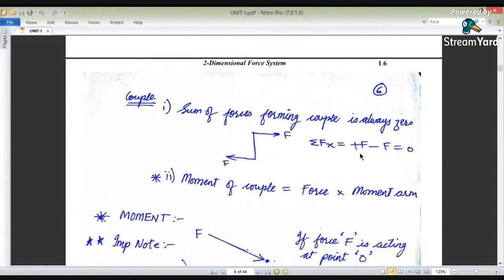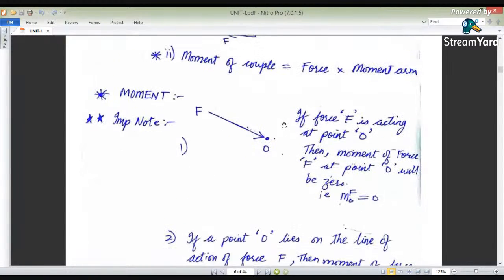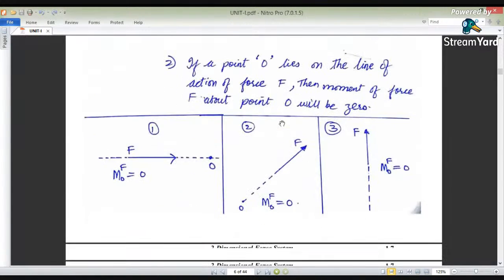Again, we have already discussed the concept of couple, when two unlike parallel forces are separated by distance d. These two forces produce a clockwise effect, so plus F into d. The F into d is nothing but the quantity of the couple. Again, here we have discussed this.